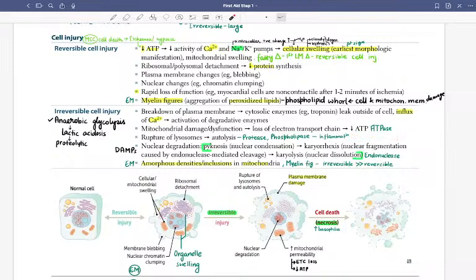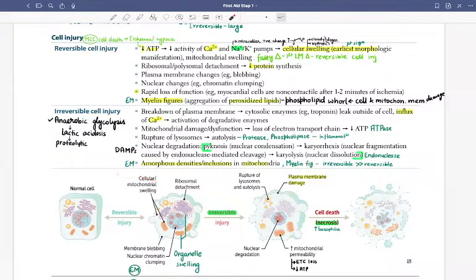We have protease and phospholipase causing autolysis. Nuclear degradation: pyknosis, karyorrhexis, which is nuclear fragmentation caused by endonuclease-mediated cleavage, and finally karyolysis. So pyknosis, rhexis, lysis. Nuclear condensation, fragmentation, and finally nuclear dissolution. Next is endonuclease. So ATPase, protease, phospholipase, endonuclease.